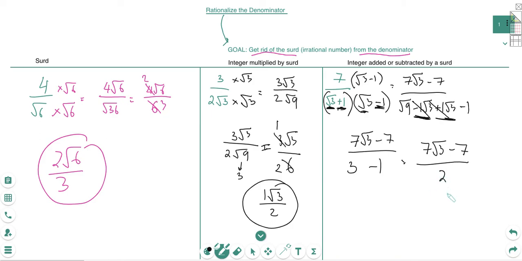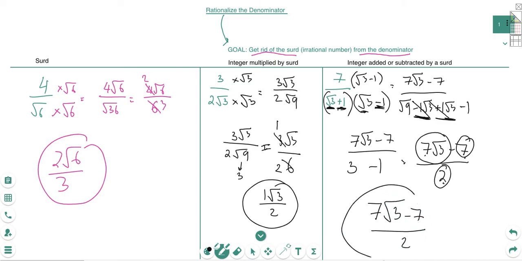So, great. We've got rid of the surd at the bottom. We've rationalized it. And let's see if we can simplify our fraction. We have 3 terms. Is there anything we can divide all these numbers by? Well, 7, 7, 2, there's nothing in common. So our final answer is literally just 7 root 3 minus 7 over 2. And those are 3 ways we can rationalize the denominators.